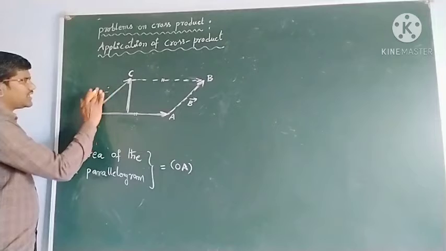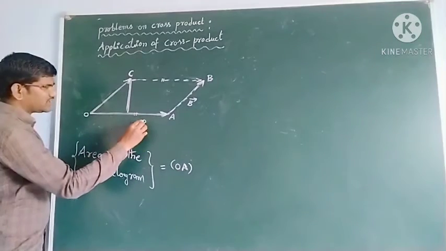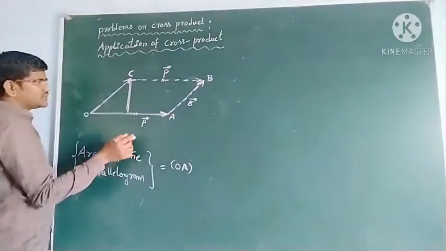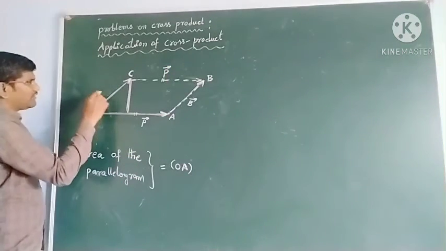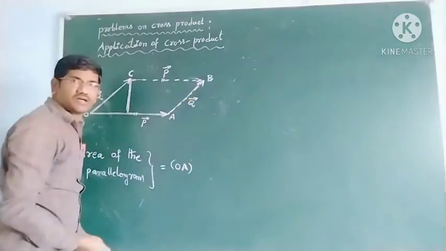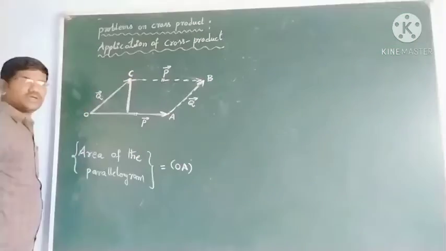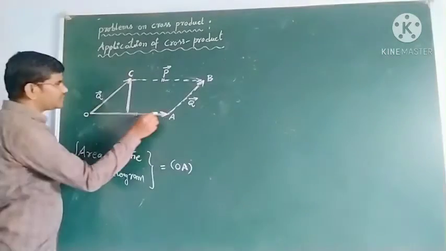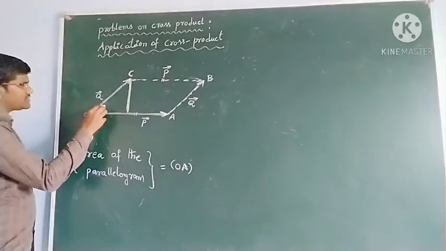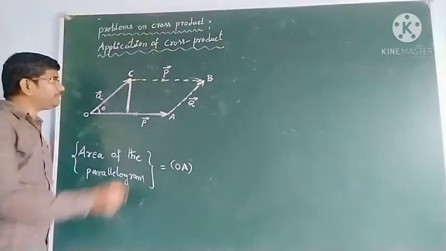Okay students, consider one vector, this is the p bar vector, then this is also a p bar vector. And if you consider this is a q bar vector, then this will also be a q bar vector. These are the two vectors, p bar and q bar, and the angle between them is theta.